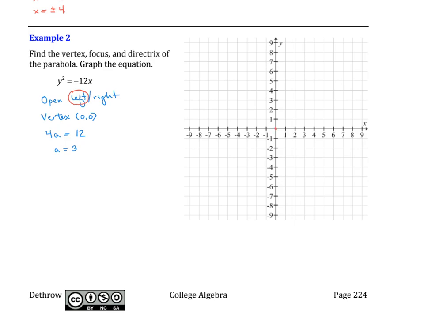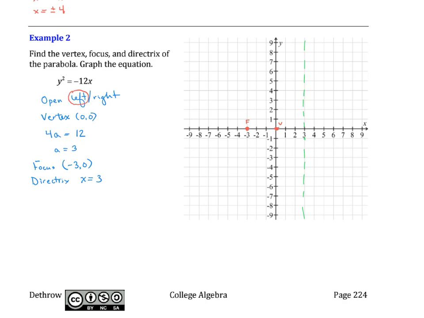So if 0, 0 is our vertex and we're opening left, then our focus is going to have to be 3 units to the left. So here's our focus, here's our vertex. So the focus is going to be at -3, 0. The directrix is going to be on the other side, and this time it's going to be a vertical line. And so our directrix is x equals 3.